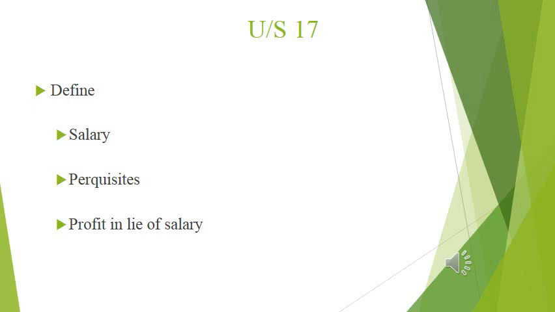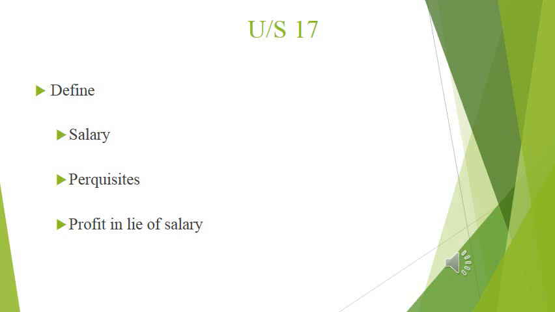Salary includes 3 important components: first, salary itself; second, perquisites; and third, profit in lieu of salary. Looking at our slide again, salary means the components of salary. There are 8 or 9 components of salary. These components contribute to the meaning of salary. The second one is perquisites, and the third is profit in lieu of salary.